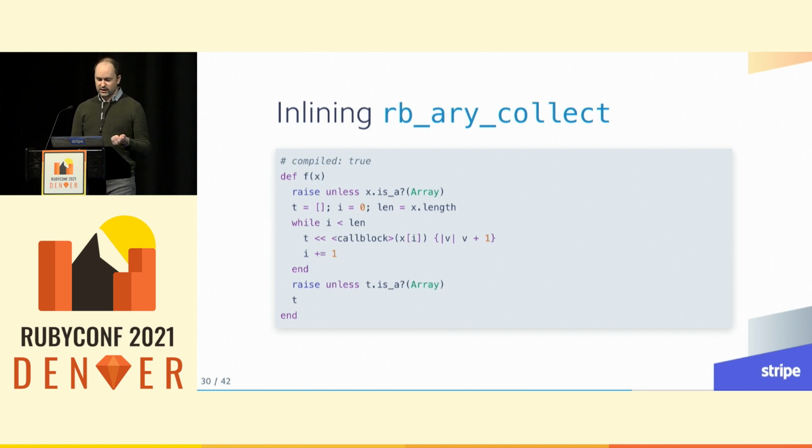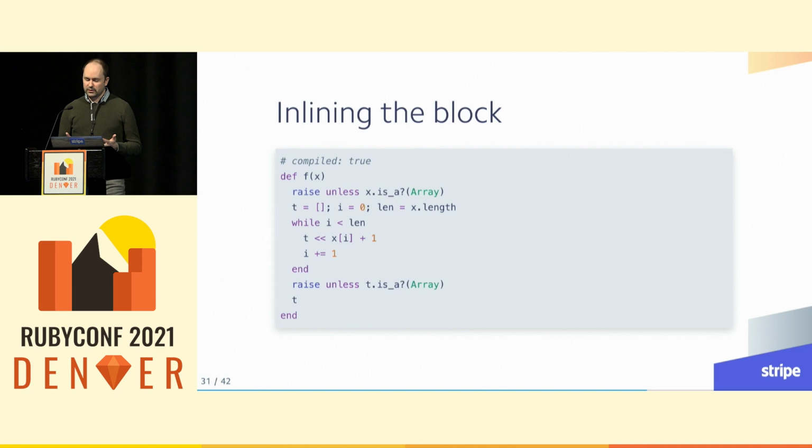We have our t array initialized as an empty array. We've got an index for indexing through x, and then we just iterate over x. And again, this is kind of more hand-wavy, but we're going to call the block on x at i, and then put that result into t. So it's very similar in spirit to the previous implementation, but now defined here instead of in the VM itself. So we can just keep inlining things at this point.